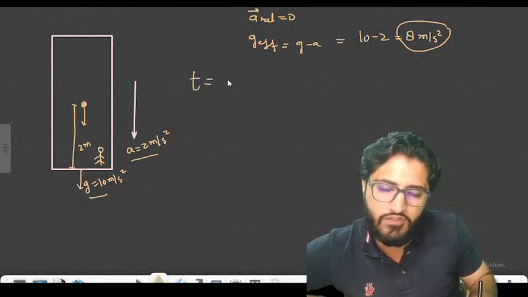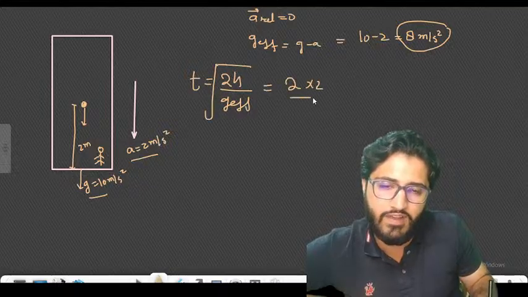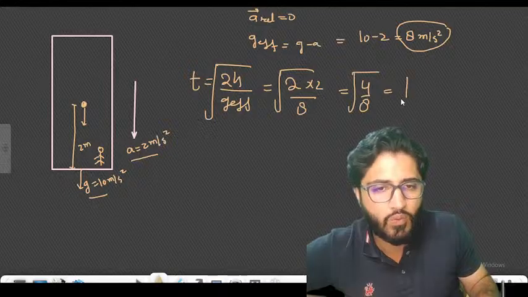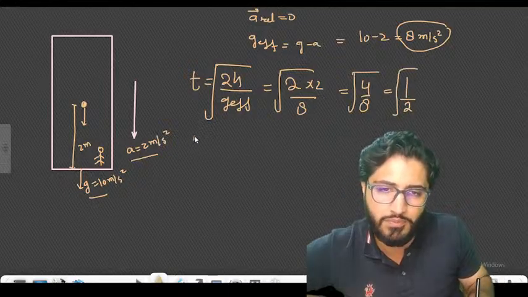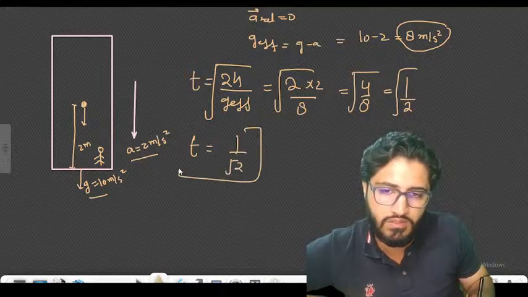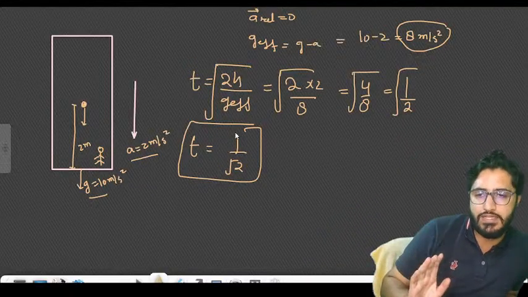What will be t? We know that t is root of 2h by g. Height is 2, g effective is 8. It will be root of 4 by 8, root of 1 by 2. Okay, so my time period came out to be 1 by root 2. After this particular time, my ball will hit the surface.